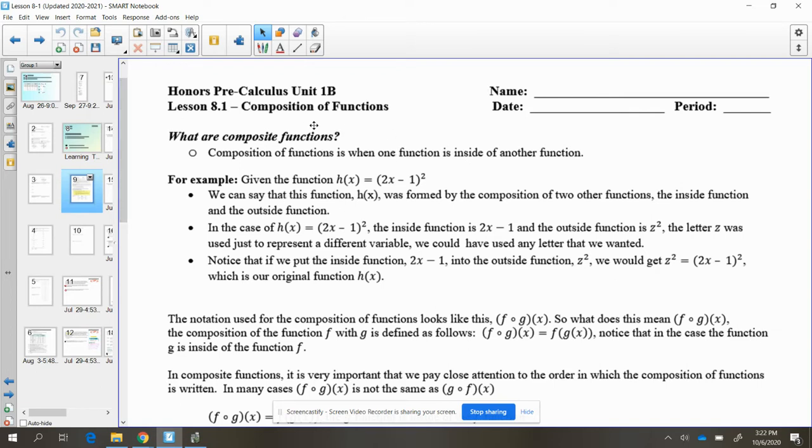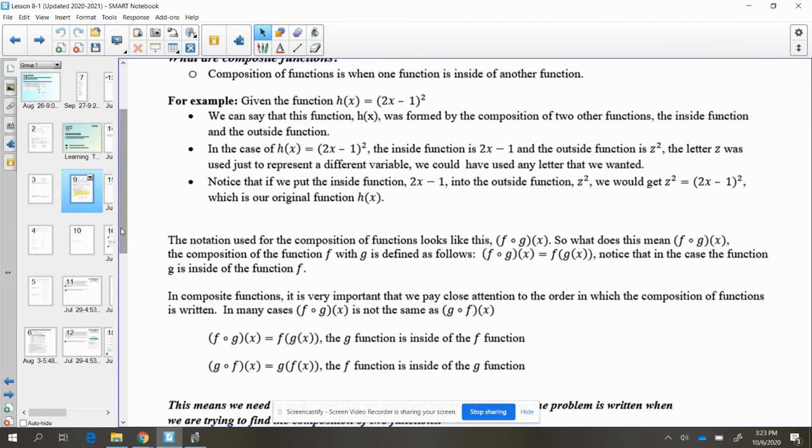Basically, what is a composition of functions? Well, a composition of functions is where one function is inside another function. So, for instance, given h of x here, we could say that the function h of x is actually the composition of two other functions, the inside function and the outside function. We could say that the inside function is 2x minus 1 that we plugged inside of z squared. We could have used any letter besides z; z was just the variable we wanted. So we plugged the 2x minus 1 into the variable z, and ended up getting our composition of 2x minus 1 quantity squared.